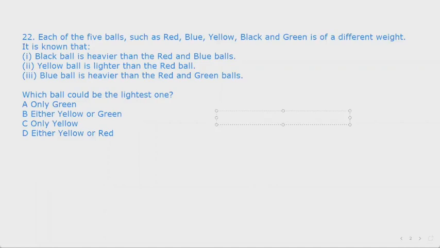Black is heavier than red and blue. Then yellow is lighter than the red ball, so definitely yellow will come below red. We are not sure about blue. The blue ball is heavier than red and the green ball. So blue is heavier than red, so definitely blue will come here.